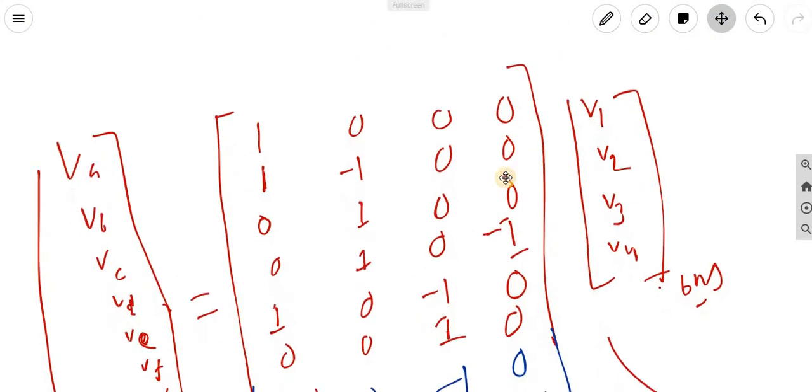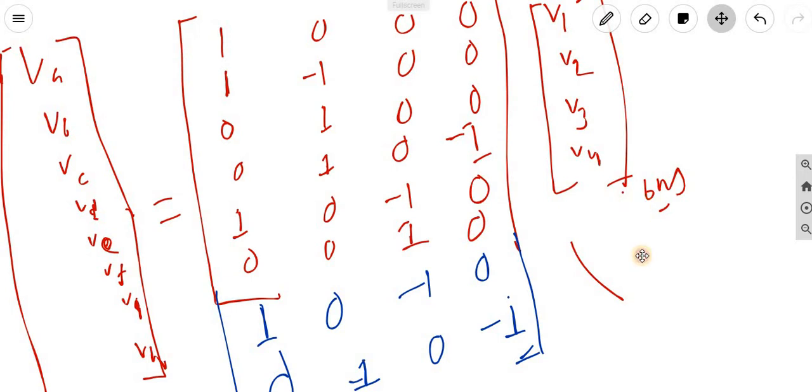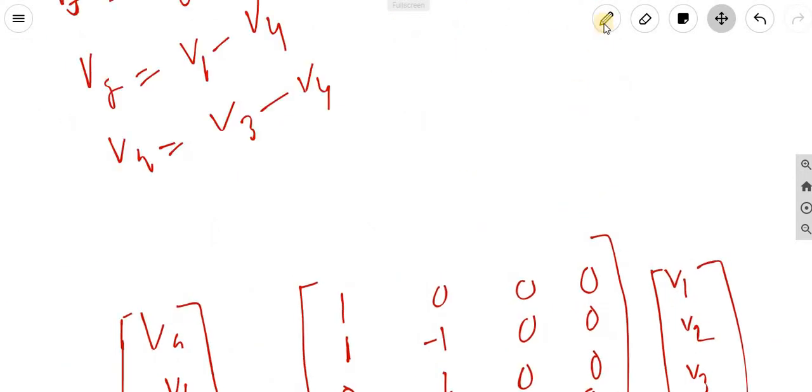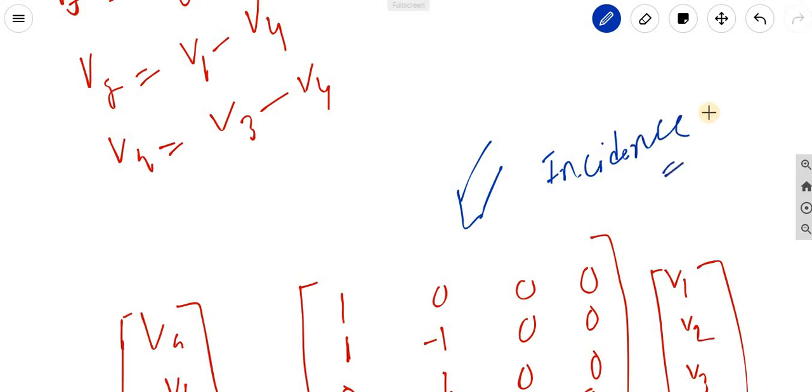Okay, so this matrix, what do we know? This matrix is called the incidence matrix. So we can present this matrix as A. Okay, so this matrix is like this.